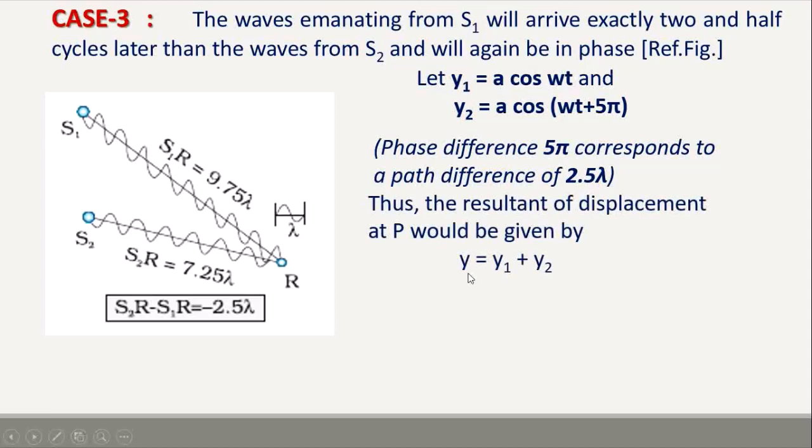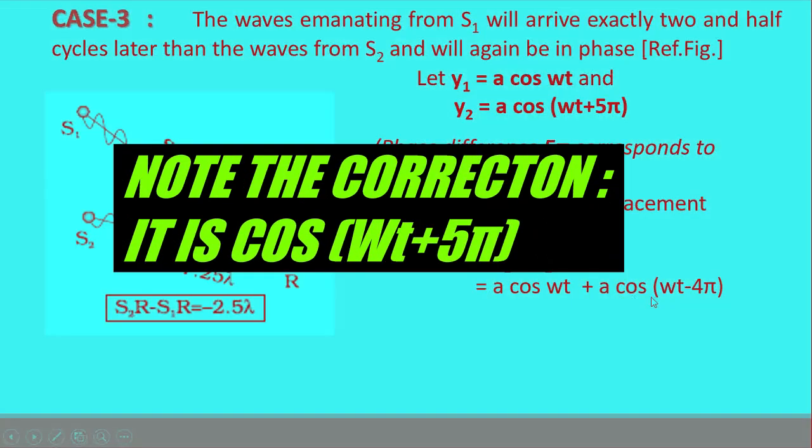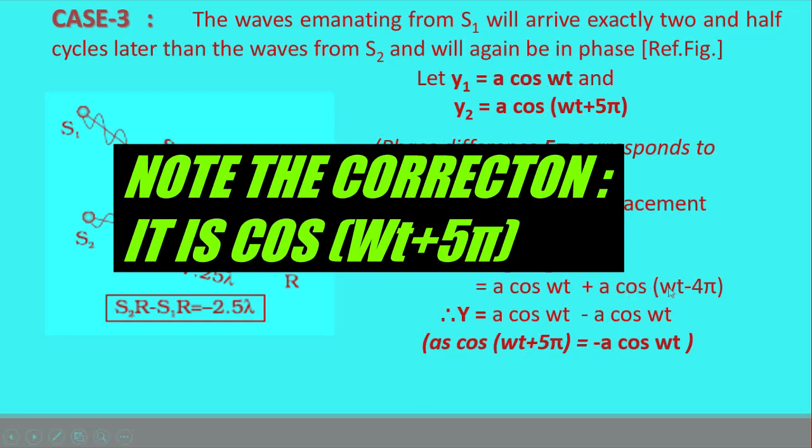Then the resultant wave y equals y1 plus y2, where y1 is a cos omega t, whereas y2 is a cos of omega t plus 5 pi. Therefore the total resultant displacement is a cos omega t plus a cos of omega t plus 5 pi, and cos of omega t plus 5 pi is equal to minus cos omega t. You can verify this by applying trigonometry. So cos of omega t plus 5 pi is always equal to minus cos omega t.